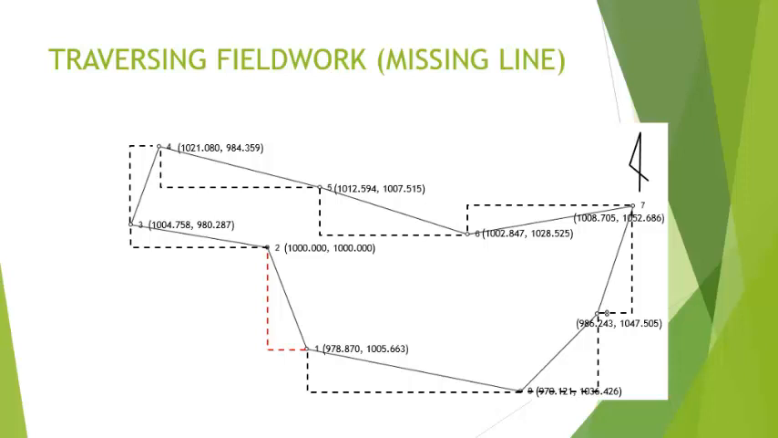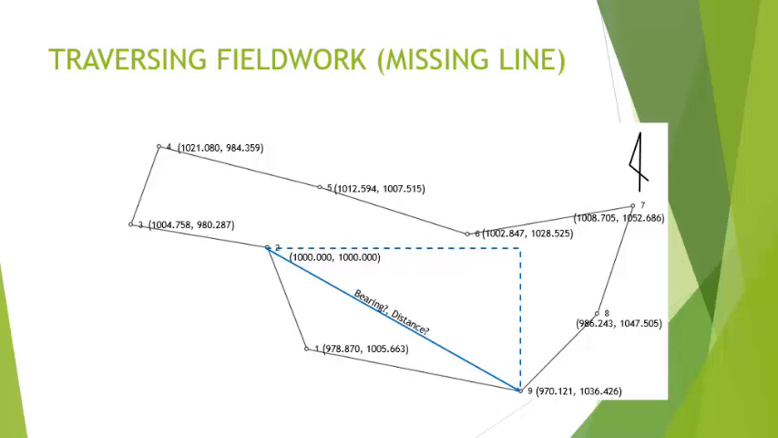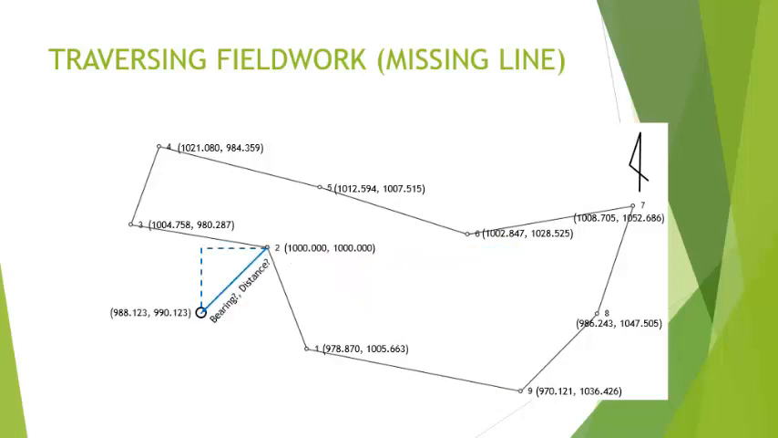Now, the question is, how to calculate the value of bearing and distance of a missing line, such as the value from station number 2 towards station number 5. Similarly, how to calculate the value from station 2 to station number 9. Next is how to calculate the bearing and distance of a point outside of the traverse work. Finally, calculate the bearing and distance from station number 2 to station number 4.